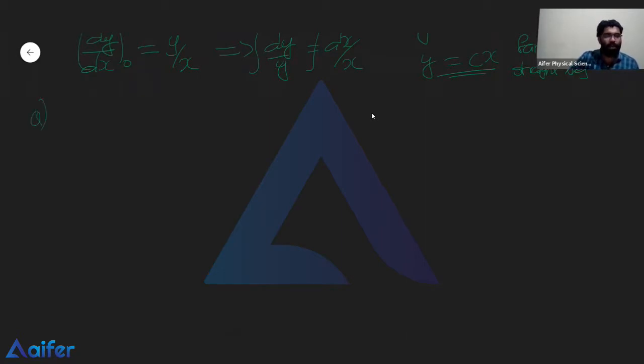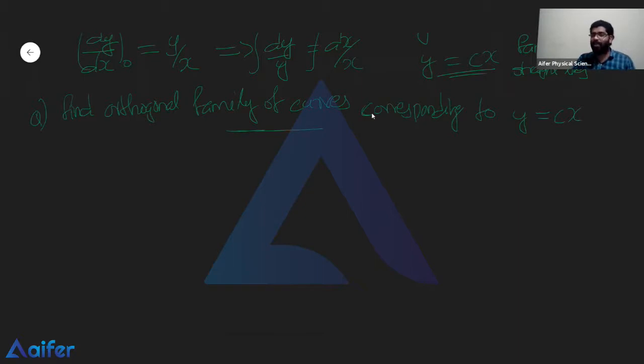Find the orthogonal family of curves corresponding to y equal to cx. In the reverse way.